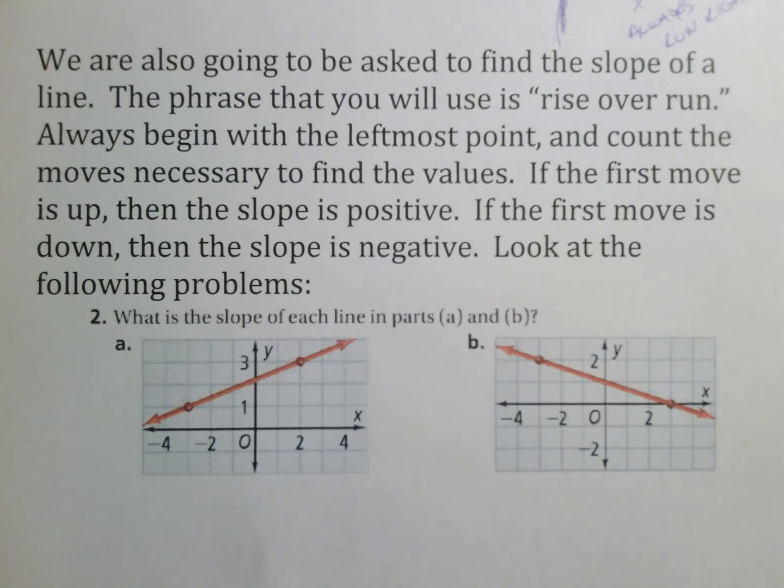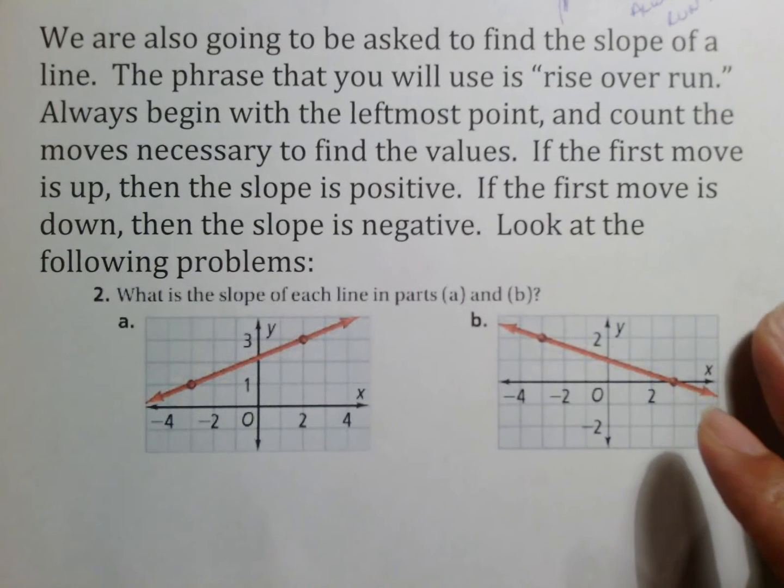But again, we're also going to be asked to find a slope of a line. The phrase you're going to use is rise over run. Always begin again with the leftmost point and count the moves necessary, kind of like you're playing Monopoly or something else, with your hops. If the first move is up, then the slope is positive. If the first move is down, then the slope is negative. Look at a couple examples.